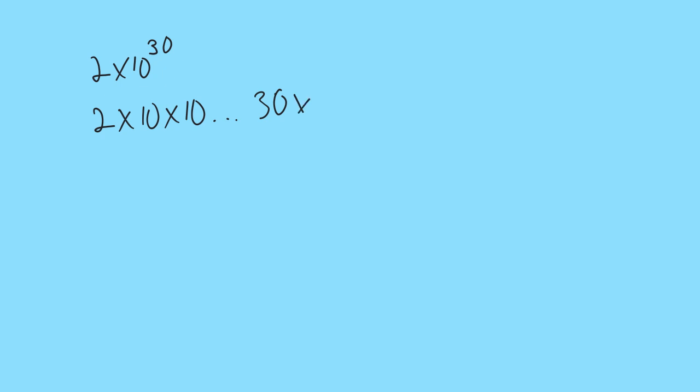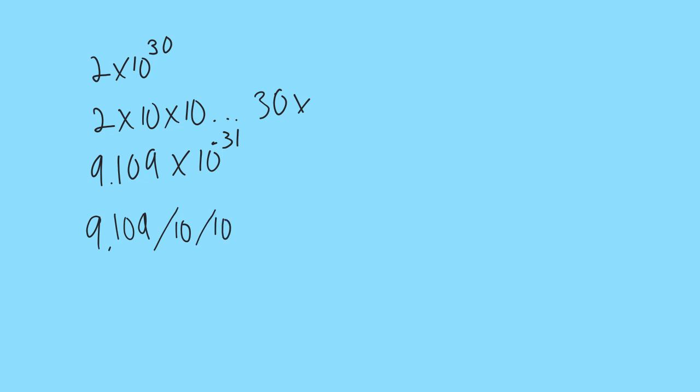Now, it's a little bit more confusing, but what about the tiny number? So I had 9.109 times 10 to the negative 31. What happens when I have a negative? Well, if you remember anything about your exponents, you'll remember that a negative exponent means it goes underneath into the denominator. So actually what this means is that it's going to be 9.109 divided by 10 divided by 10 until I have divided by 10 31 times. Okay? This is what the negative means.